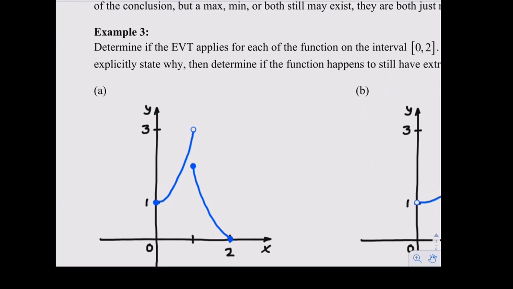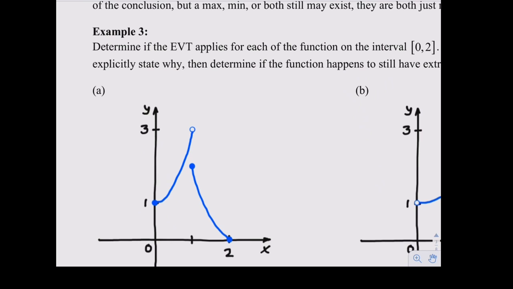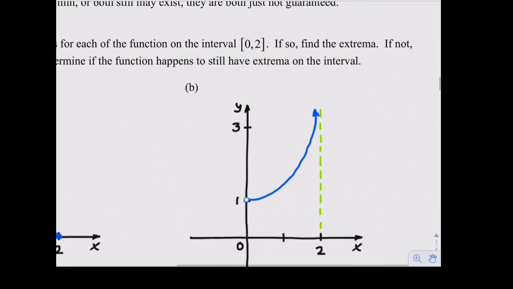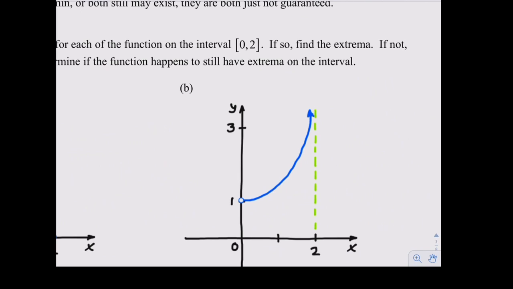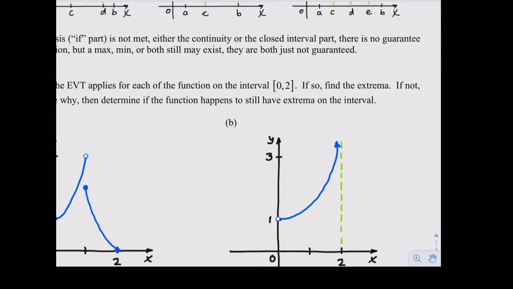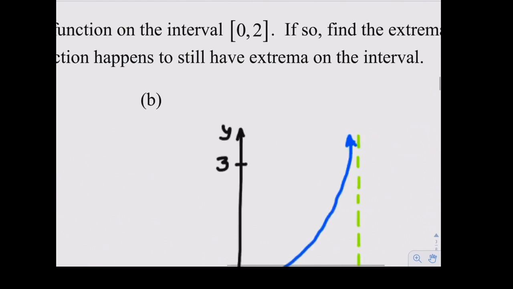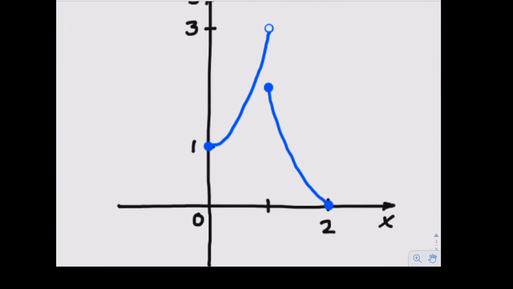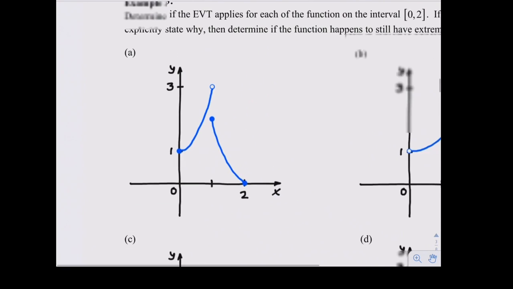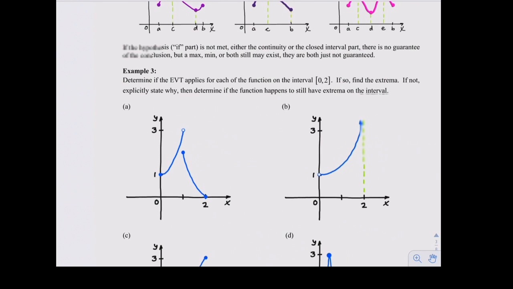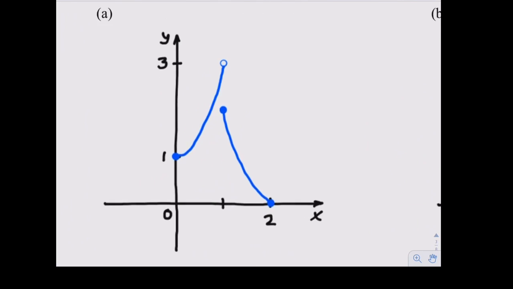Guarantee. All right, example 3. Determine if the EVT applies for each of the following functions on the closed interval from 0 to 2. If it does, find the extrema. If not, explicitly state why, and then determine if the function still happens to have extrema. Okay. Here we go. We'll call each of these functions f of x, just for convenience.